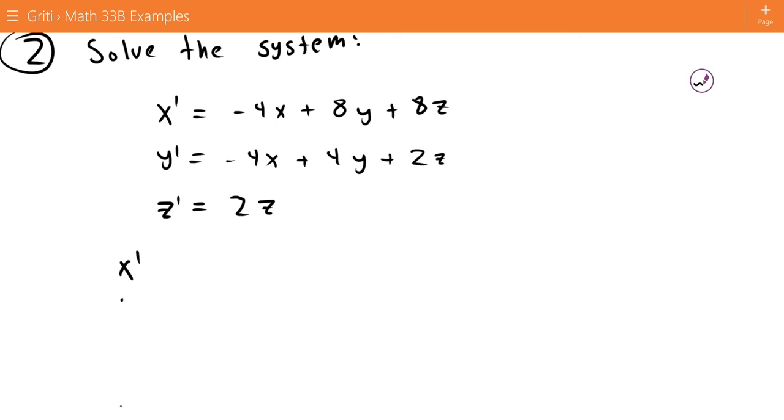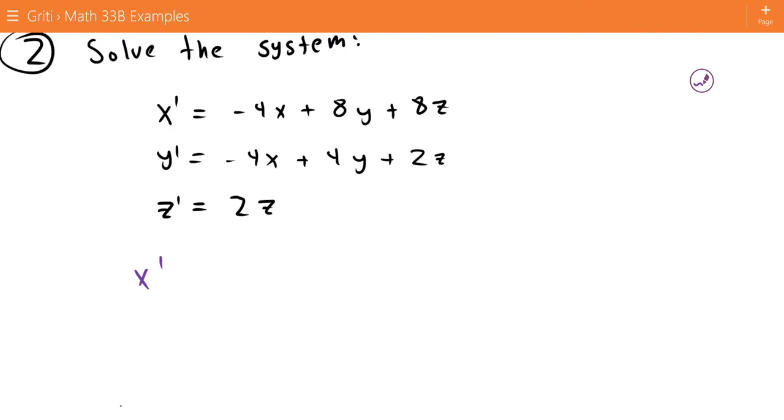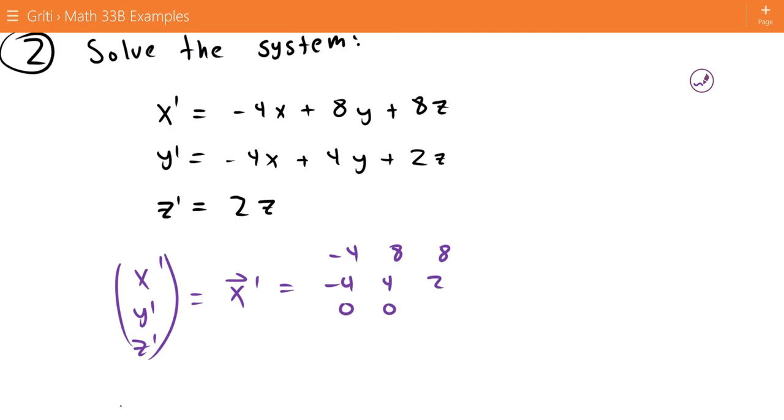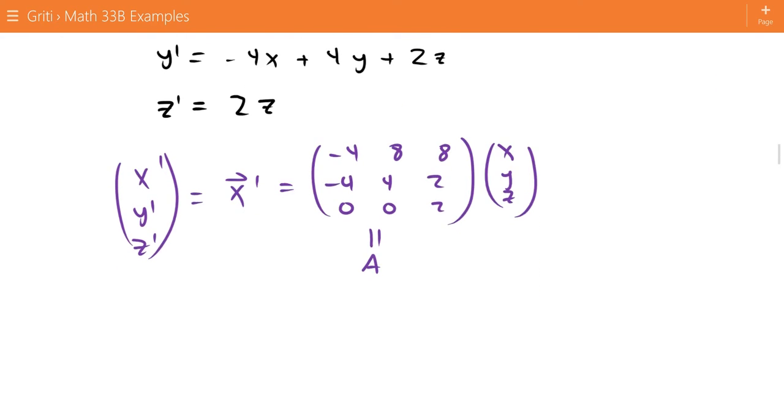We get x prime, y prime. I'll use a different color. X prime, y prime, z prime, which we'll call x prime, equals negative 4, 8, 8, negative 4, 4, 2, and 0, 0, 2 times x, y, z. And we'll define this to be our matrix A. So we get the equation x prime equals A x. So that means this equals x.